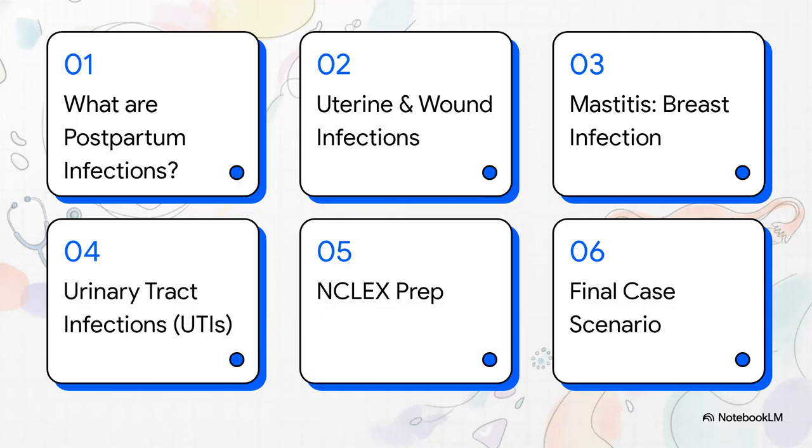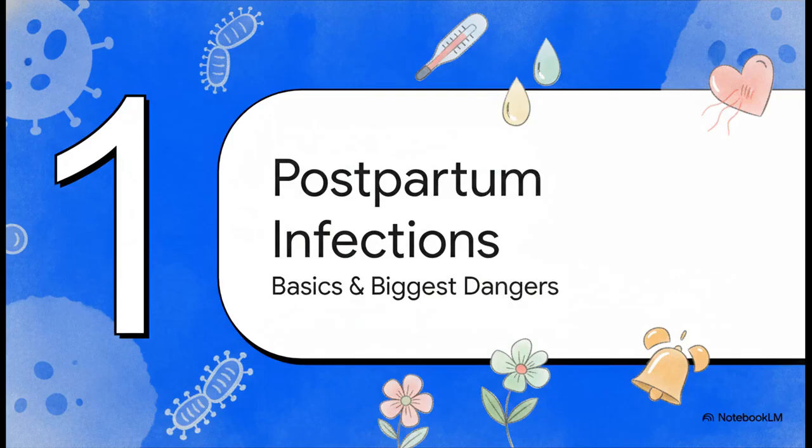So here's our game plan for today. We're going to start with the basics, the absolute must-know foundation. Then we'll dive deep into the big three infections: uterine, breast, and urinary tract. And finally, we'll put all that knowledge to the test with some NCLEX-style practice and a case scenario to really get your clinical judgment skills firing. Ready? Let's do this. All right, let's jump right into Section 1.